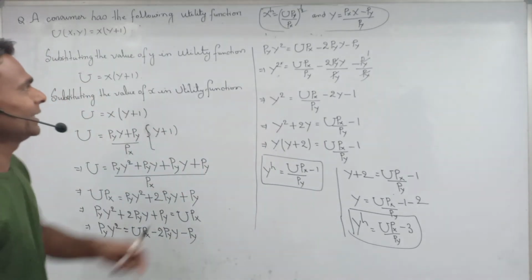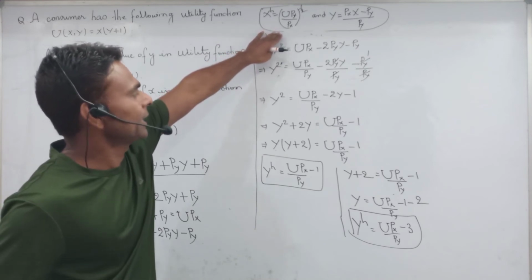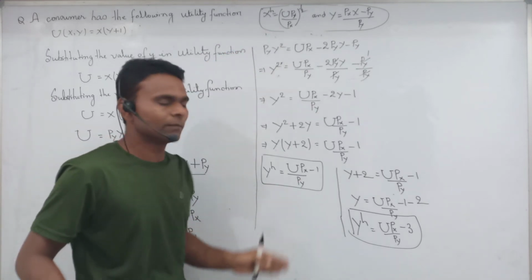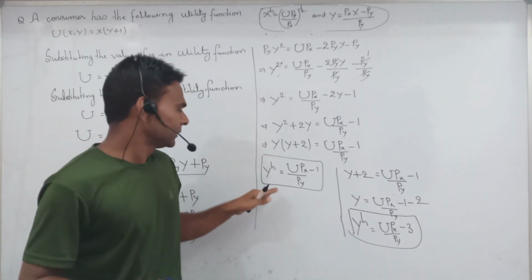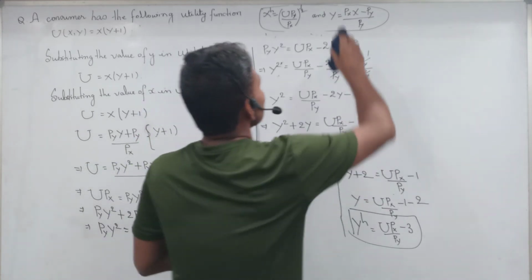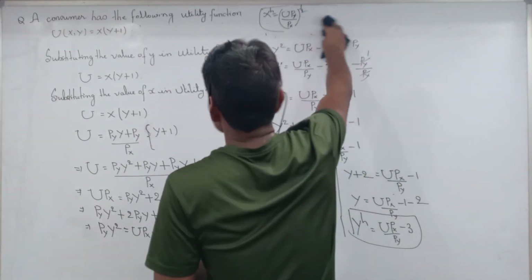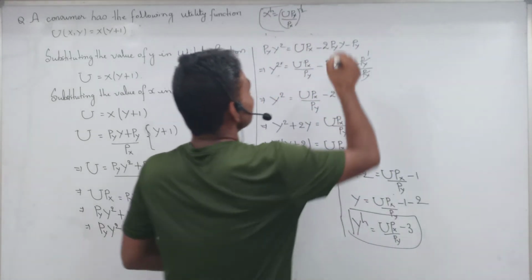So we have found the Hicksian demand function for commodity x. Here for commodity y, we got two values, the first value here and the second value here. Now it is time to move to question number B: describe the expenditure function.